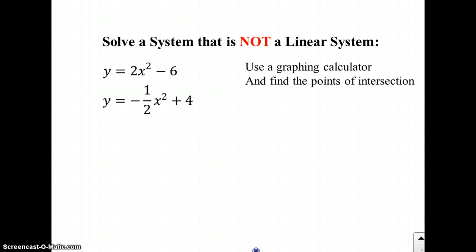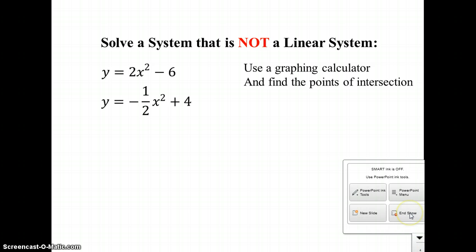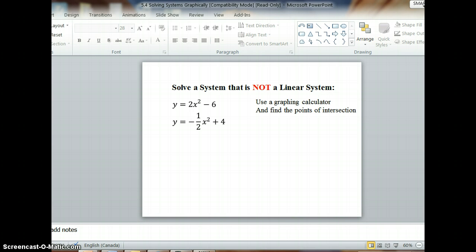Now, solve the system that's not a linear system. We've got one quadratic, y = 2x² - 6, and another quadratic, y = -1/2 x² + 4. So we're going to use a graphing calculator and find the points of intersection. All right, so I'd like you to get your calculator out. I'm going to show you how to do this.